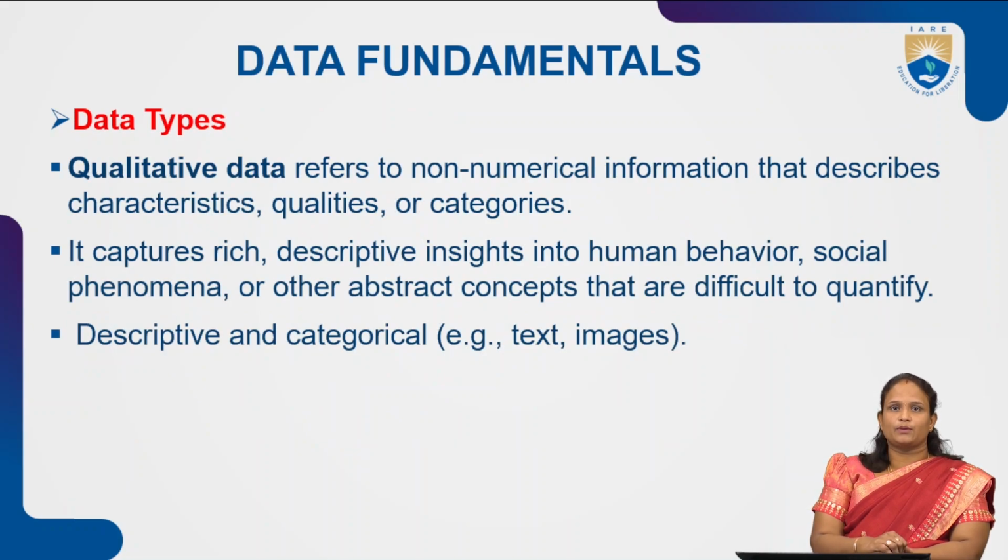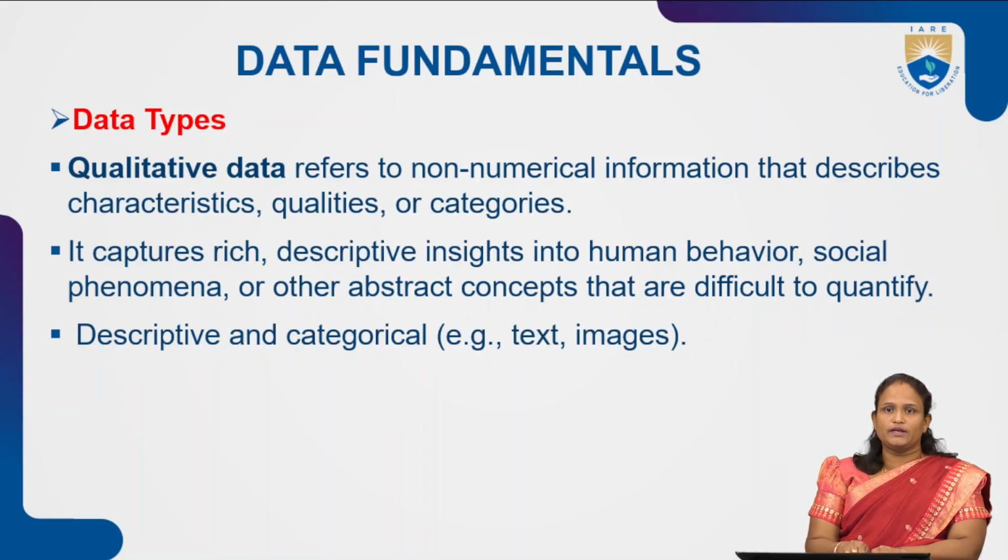Qualitative data. We have two types of data: qualitative data and quantitative data. Qualitative data refers to non-numerical information that describes characteristics, qualities, or categories. It captures rich descriptive insights into human behavior, social phenomena, or other abstract concepts that are difficult to quantify. Qualitative data we can again represent in two types, descriptive and categorical. Qualitative data is in the form of text and images.